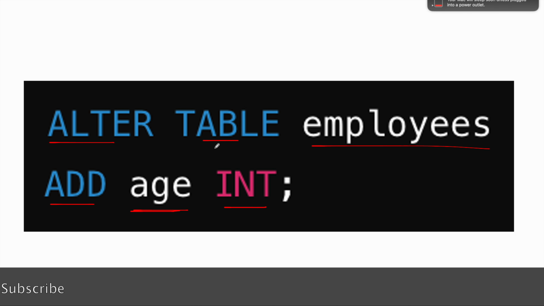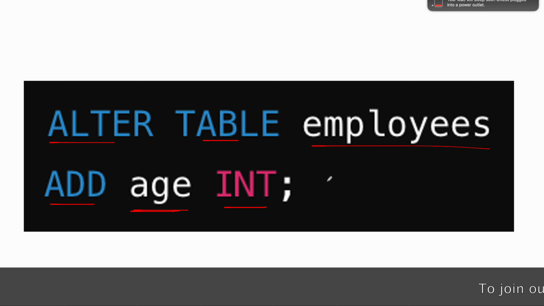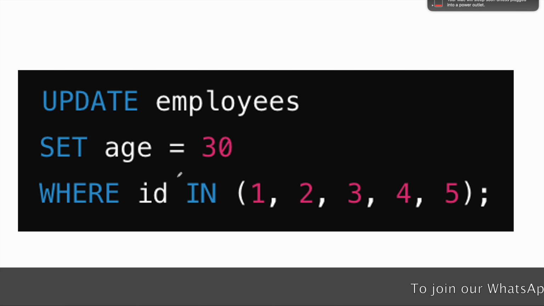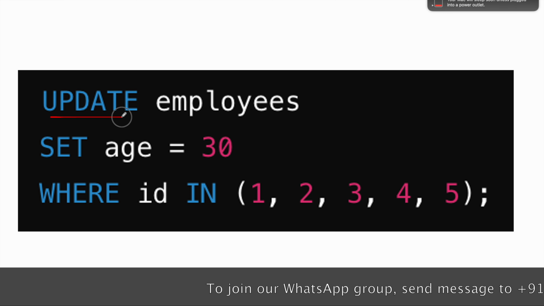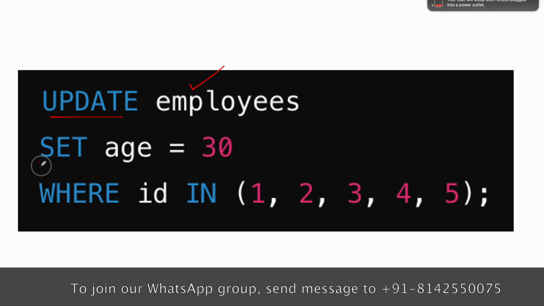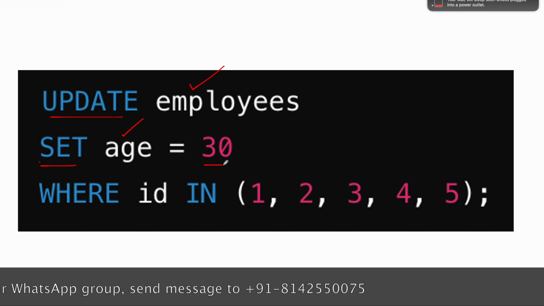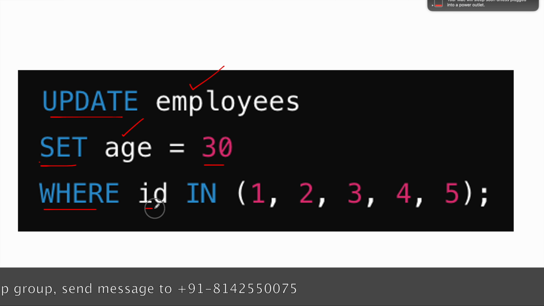So once you run this query, you will see that the new column is added to the table. Next we will write one more query to update the data into this age column. So to update data into the age column, you have to write update, our table name is employees, set, you have to set the value for the age column equal to 30, where id in 1 2 3 4 5.